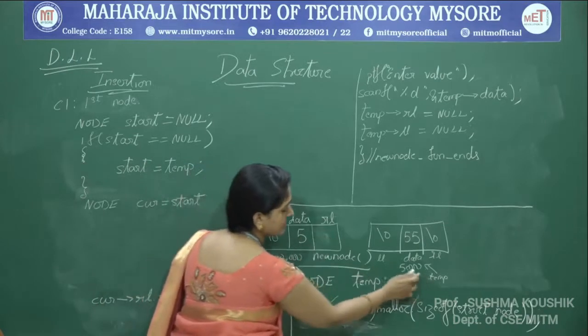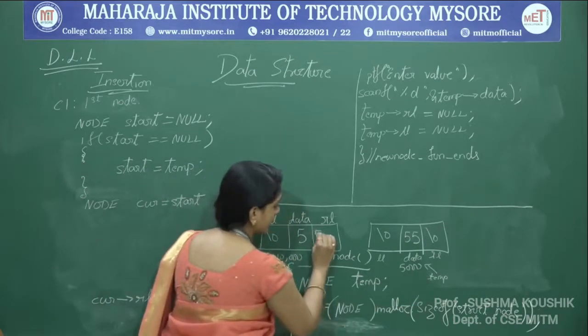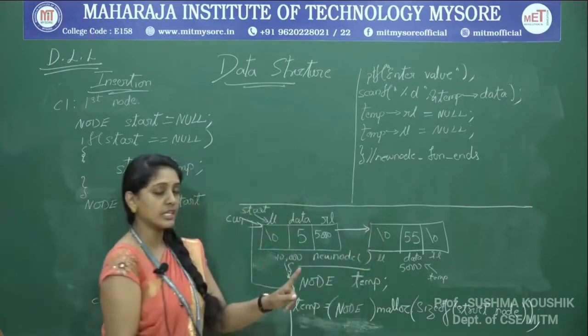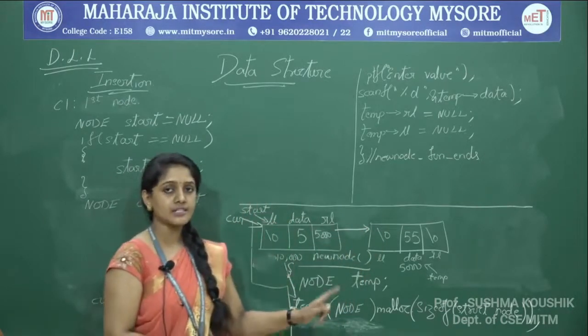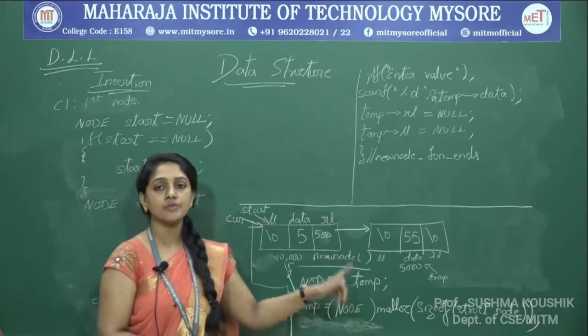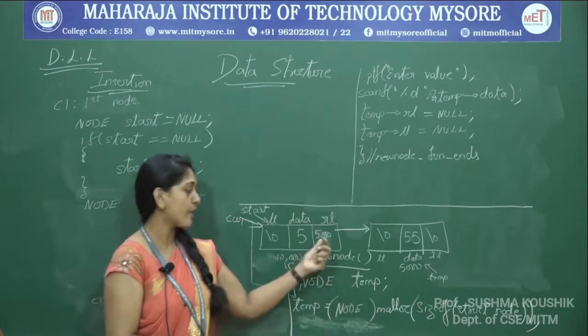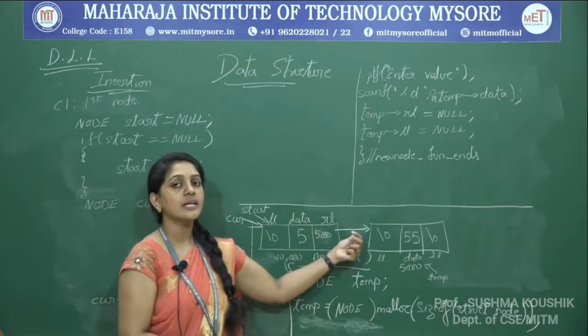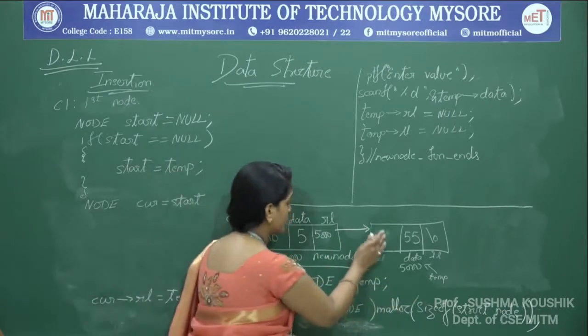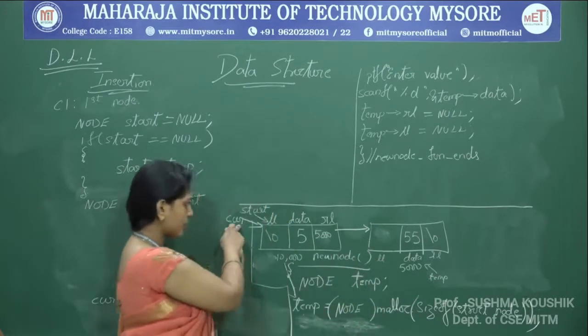Temp is holding 5,000, so 5,000 comes and sits over here. This link is established. Make sure that here, unlike a singly linked list, we are not establishing only one link. At every insertion you will have to establish a double link. So one link is over. How do I set the next link? Temp of LL is equal to start, or current would go well.